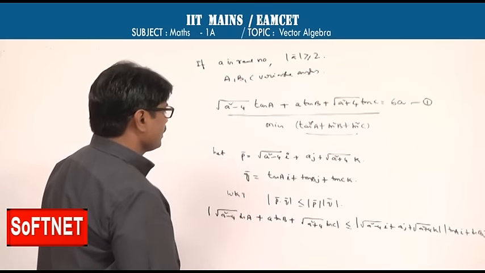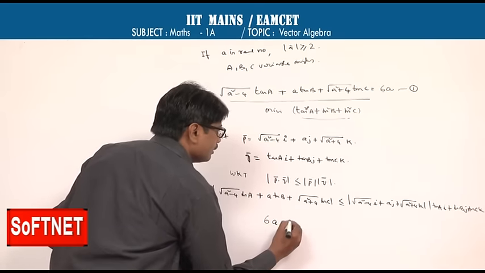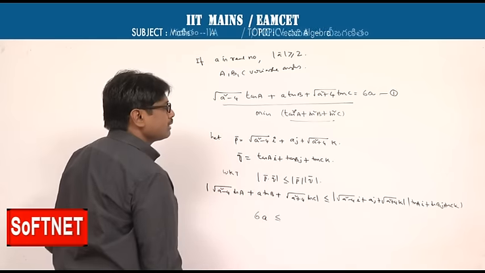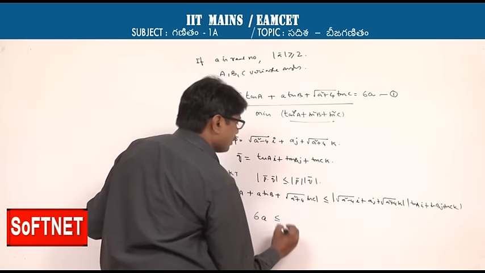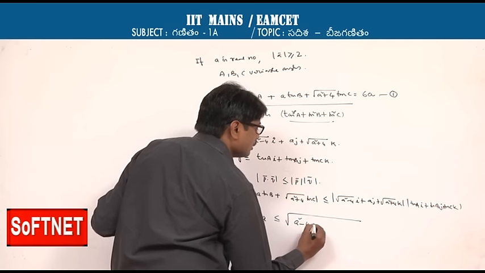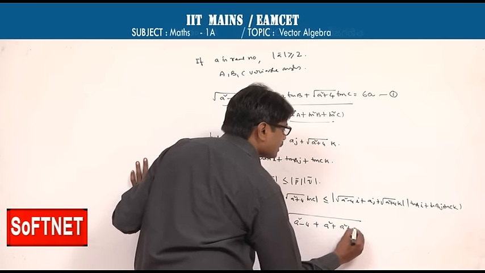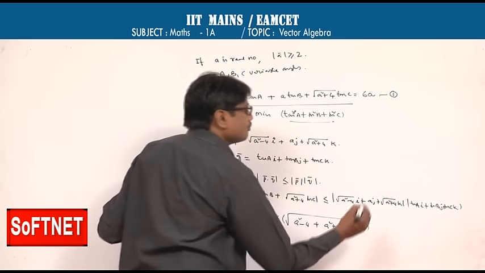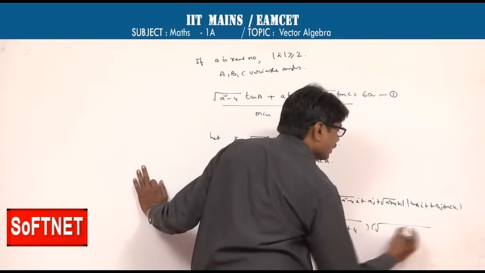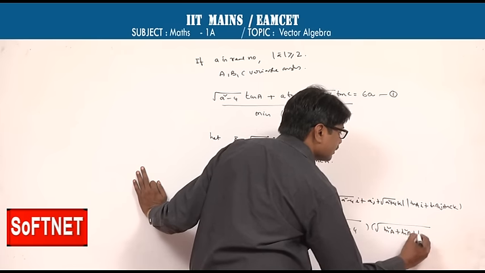Okay. ఇప్పుడు this value is already given. What is this value? 6 times of A. It is less than or equal to, what is the magnitude of the vector? Square root of A square minus 4 plus A square plus A square plus 4 times magnitude of Q, which will be root over tan square A plus tan square B plus tan square C.